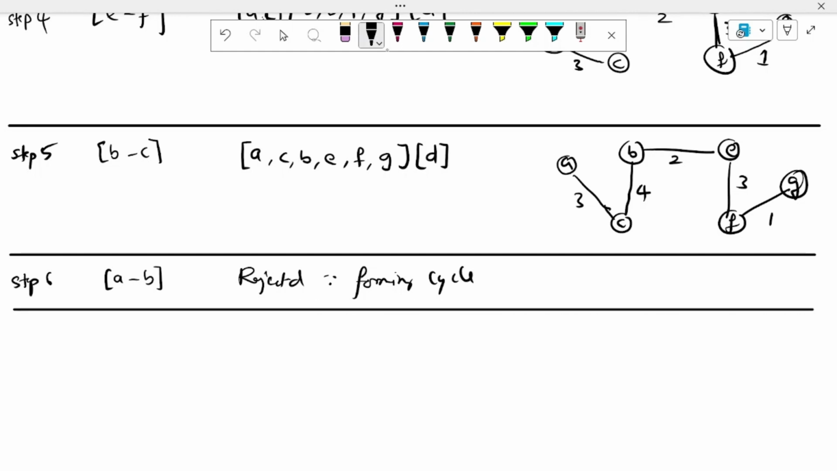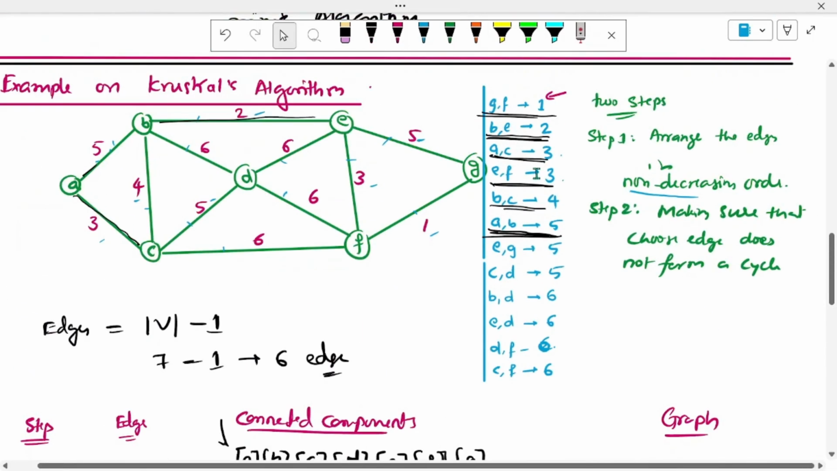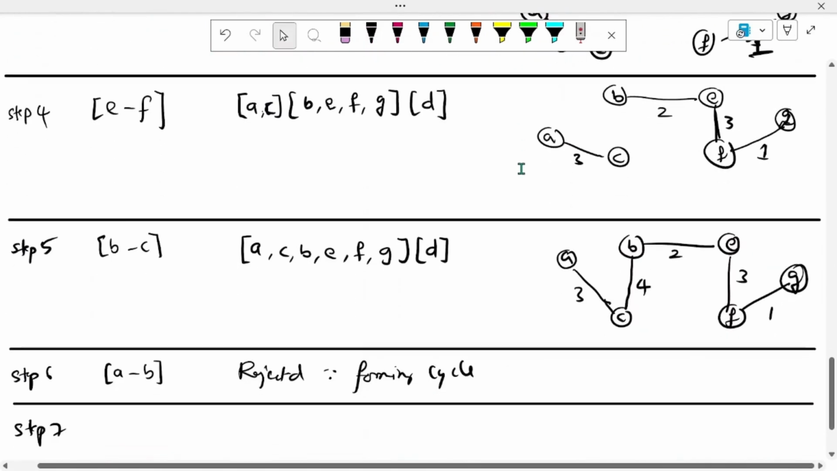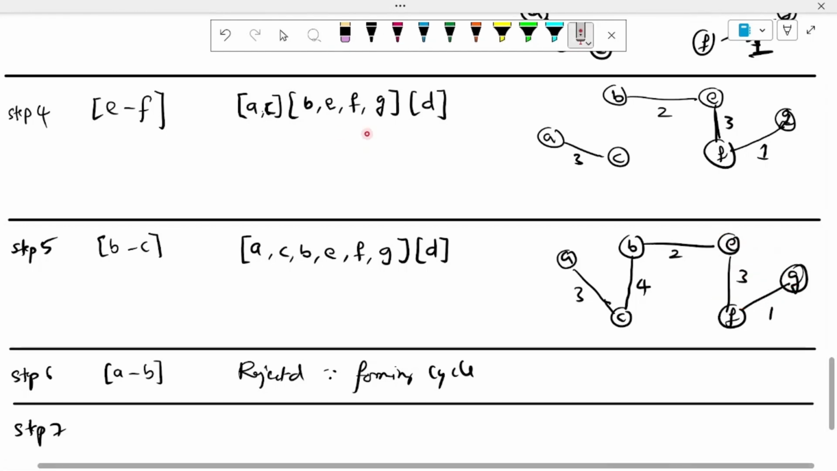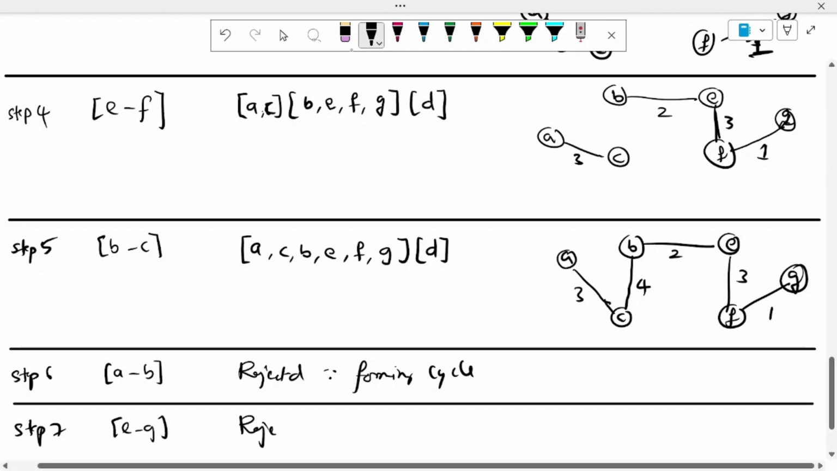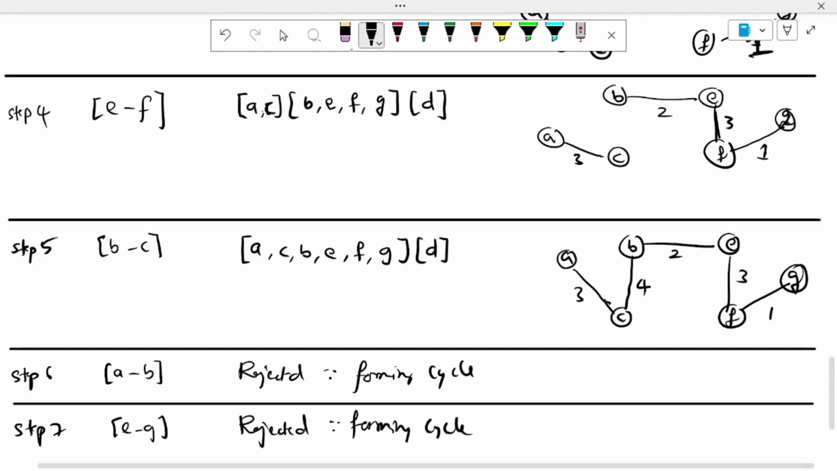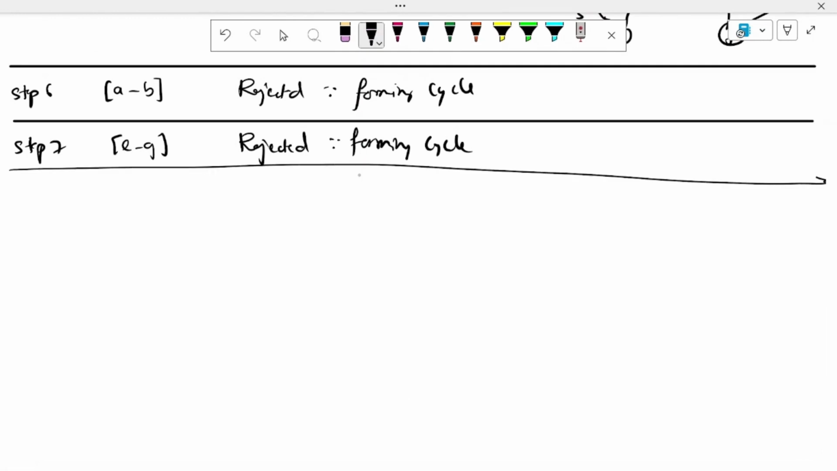Again, we'll go to the next one. In step 7, we'll take the next edge, and the next edge is EG. You come back, check EG, E and G. If you add it here, again it is forming a cycle. So we are going to avoid this also. So I am going to write it here. EG considered but rejected because forming a cycle. Okay. Now we'll go to the next step again.